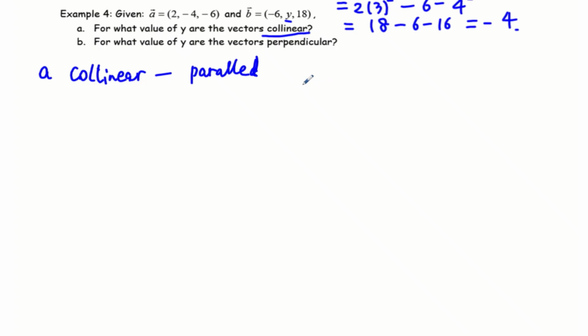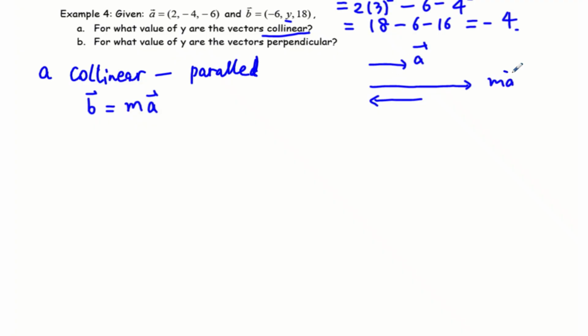So if parallel, then we are able to write this as B is just a scalar times A. So A is here, B will be either this direction or another direction or shorter. But they are parallel, they are the same direction. So it's just M times A. M could be positive, could be negative, but it is a constant. So based on this one, we write it out.